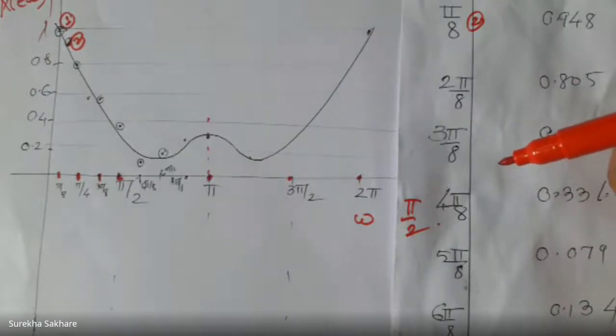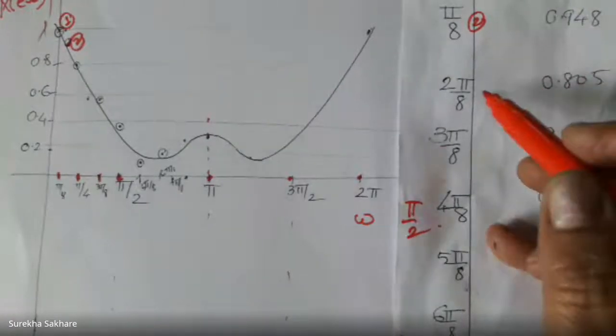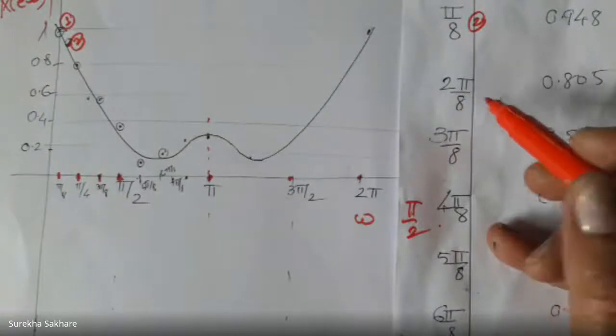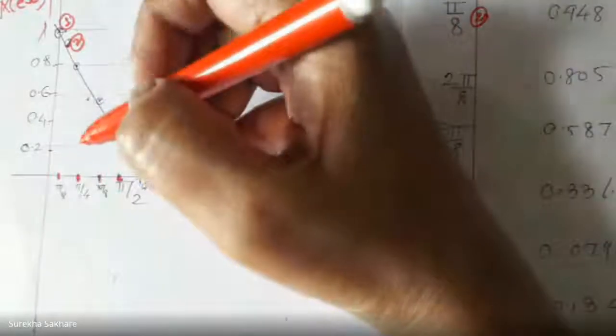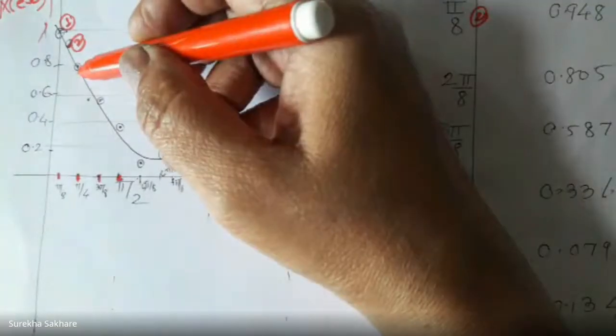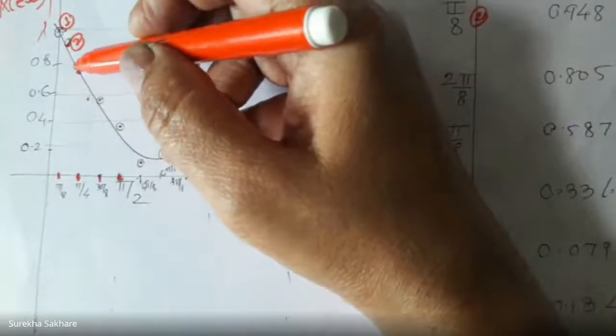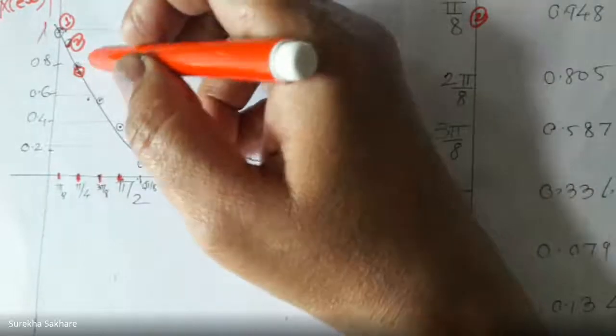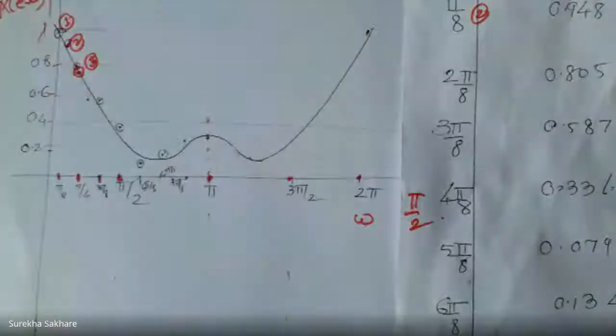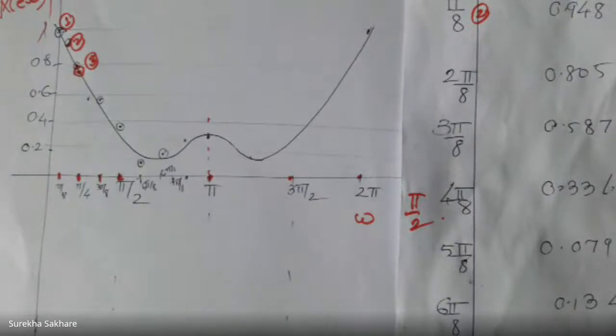Then for pi by 4, 2 pi by 8 is pi by 4. It is 0.805. Pi by 4. Where is my pi by 4? This location here. Okay, so it is 0.805, somewhere like this. Then you have 4 pi by 8. That is pi by 2.